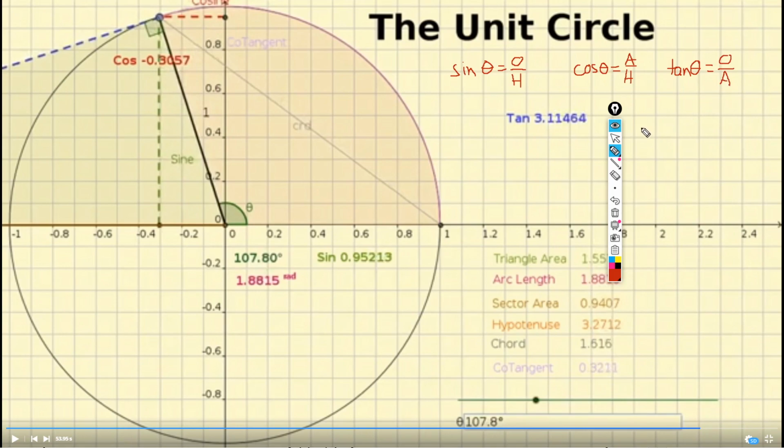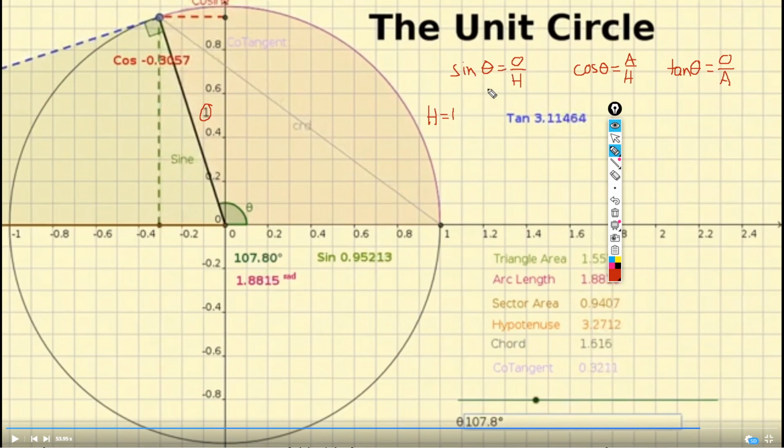Well, let's think about these trigonometric ratios with reference to the unit circle. What do we know? We know that our hypotenuse is 1. So that means in all cases, h equals 1 when we're talking about the unit circle. Okay? If we're doing the unit circle, h is 1.